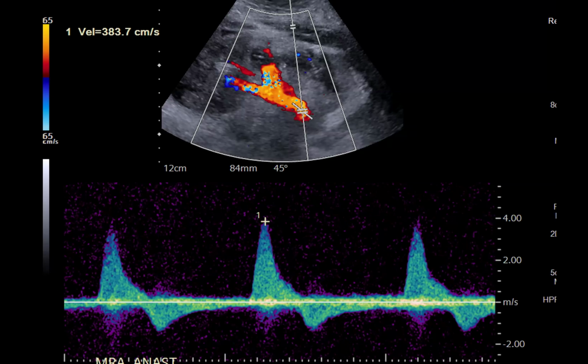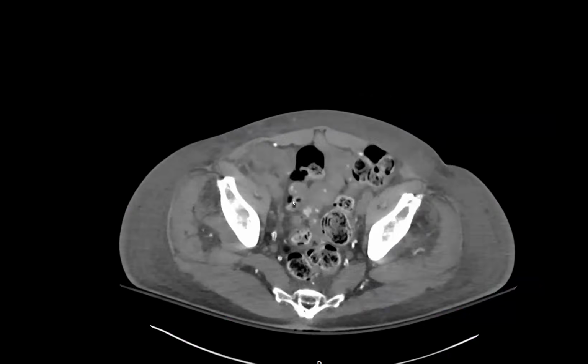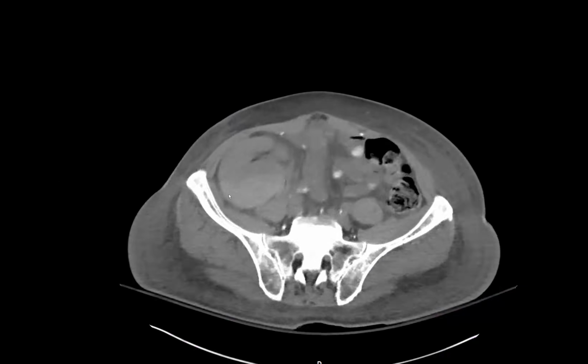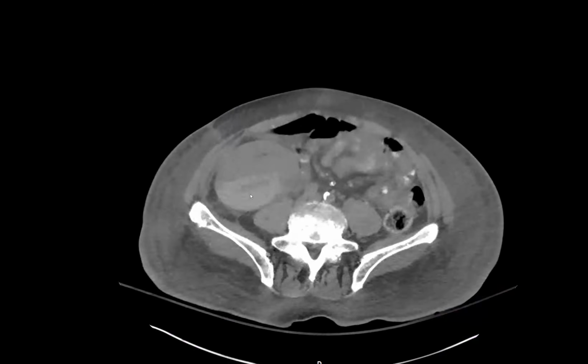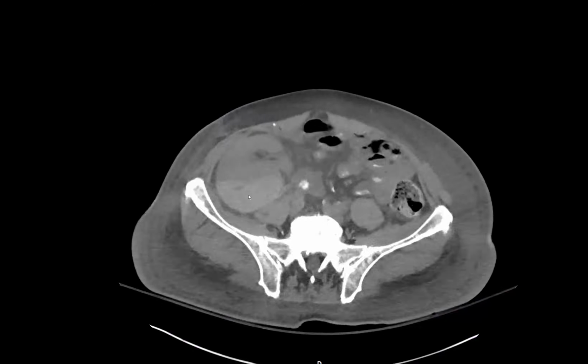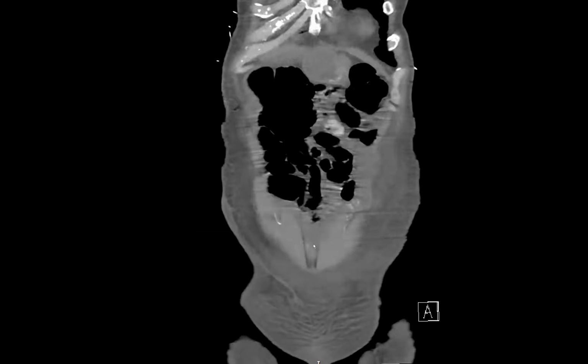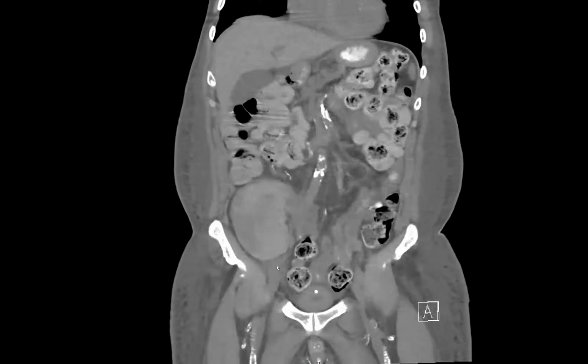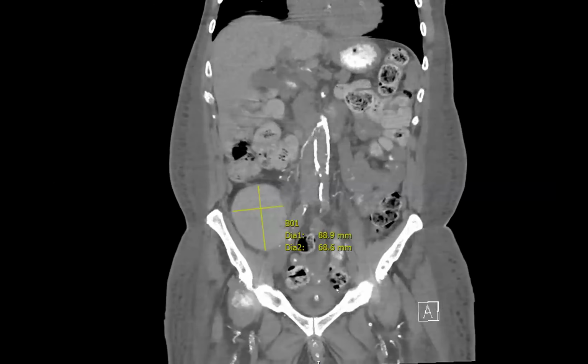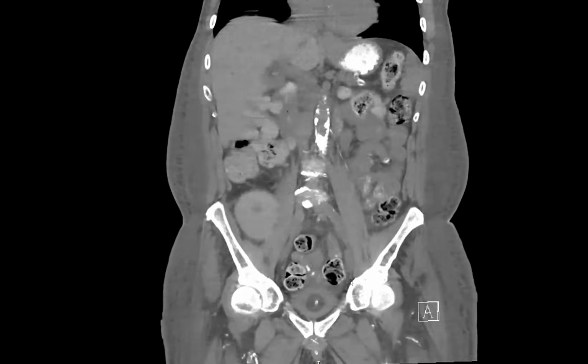Sorry, you were showing the CT and I interrupted you. So, the huge perinephric hematoma. Yeah, page kidney. Did they evacuate it? Yes. They went inside and removed it. Yeah, I mean, that's subcapsular, so it's really going to put a lot of pressure on the kidney.